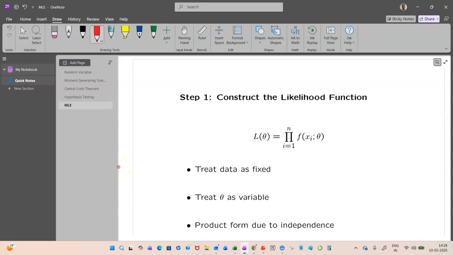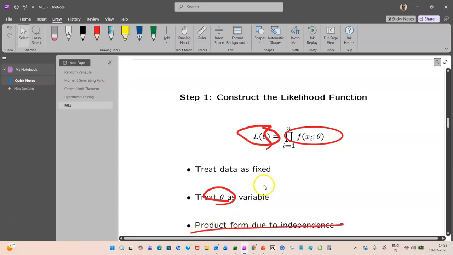L(theta) is the product of f(xi; theta), if f is the density, or we can use the probability mass function also. Treat data as fixed, treat xi as fixed, treat theta as the variable. So it's a function of theta, L(theta). Since x1, x2, ..., xn are independent, we use the product form due to independence.